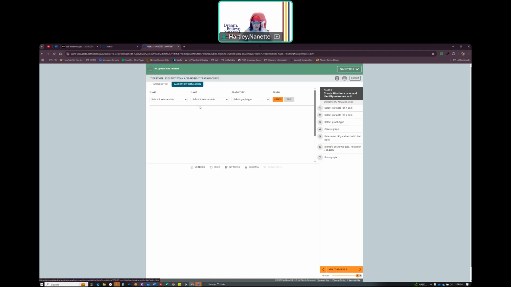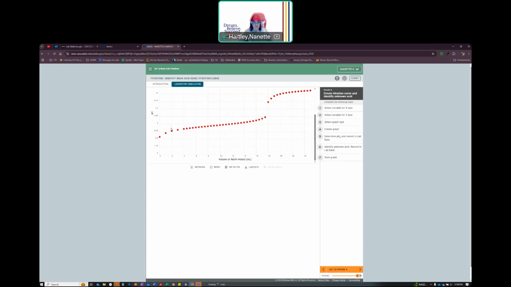So my x-axis variable is going to be the volume of the NaOH added. I'm going to plot that against pH. Actually, it's going to be a scatter plot. I'm going to create that, and that looks like this. It's a lovely little plot. And create that. I'm going to determine the pKa and record it in the lab data.